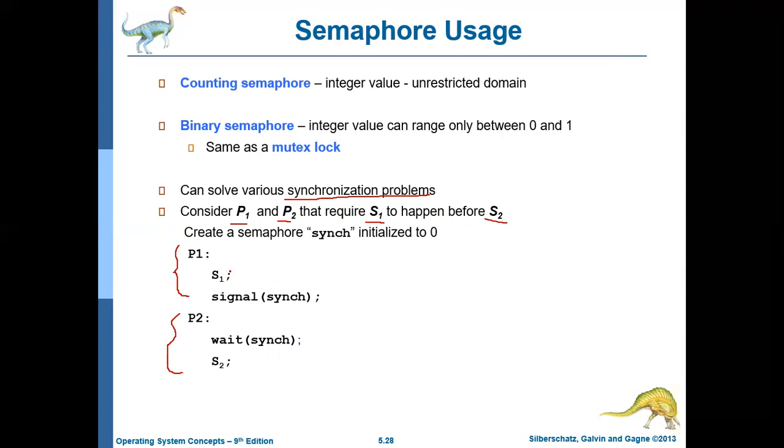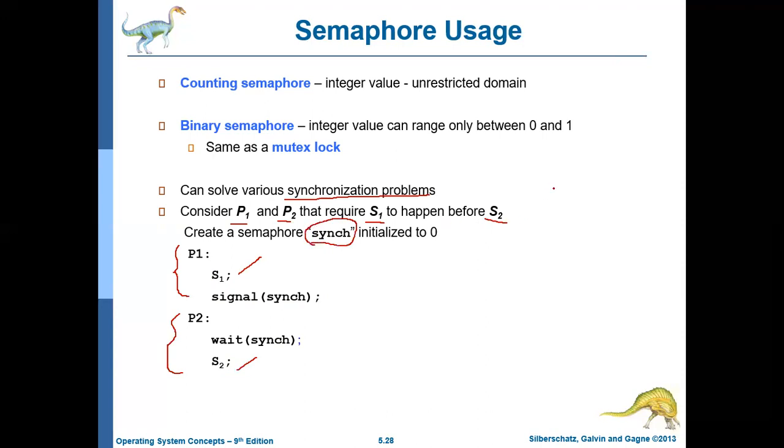In process P1, this is the statement S1. What we discussed is that S1 should execute before S2, and S2 should execute after S1. So this order should be maintained. What we are doing in process P1, after the instruction S1, is keeping an instruction like this, signal of synchronization.